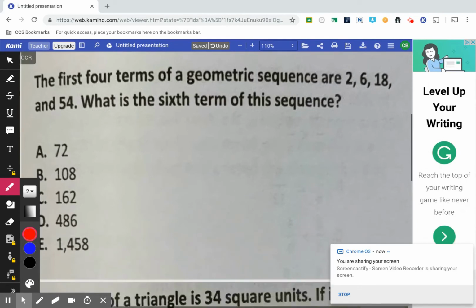All right, next one. It reads, the first 4 terms of a geometric sequence are 2, 6, 18, and 54. What is the 6th term of this sequence? All right, let's talk generally first. What is a sequence? A sequence, talking about numbers, is any ordered arrangement of numbers. So what that means is they're not just thrown in there randomly. There's a reason why we get to the next number. Right? There's a pattern, if you want to say it that way.